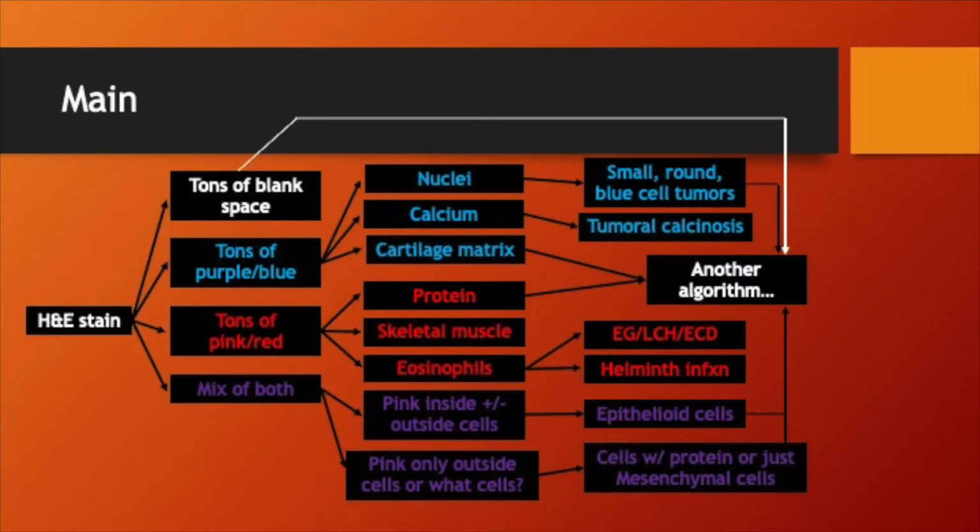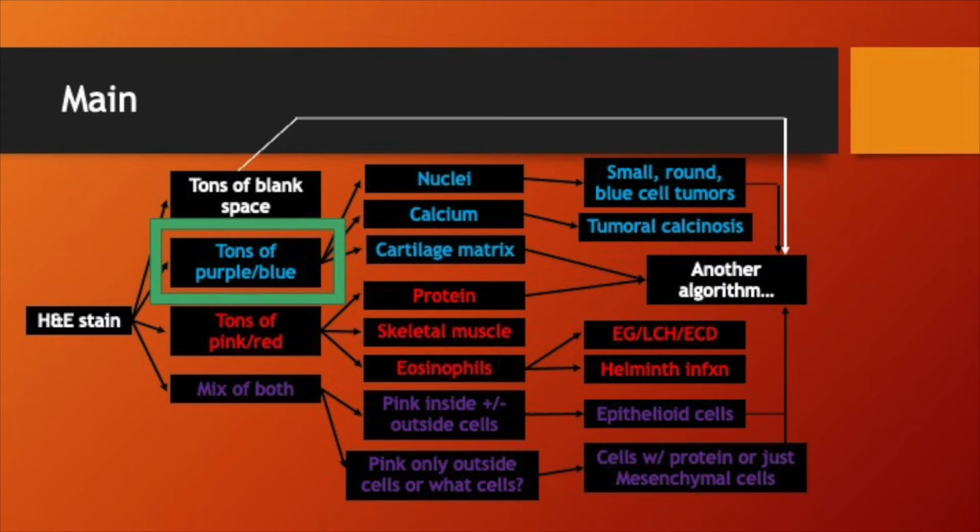So let's go to our main algorithm, and we have our H&E stain. Do we have tons of blank space here? Nope, we just talked about that. Is there tons of blue and purple? There sure is. Is there tons of pink and red? Nope, almost none. And is there a mixture of both? No, it's predominantly blue and purple. So now we've got to get to that.